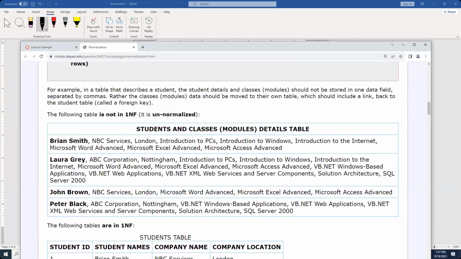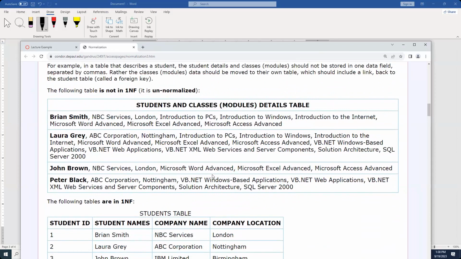So let's say we had this data. This data has a student that works for NBC Services in London, and they're taking these courses: Intro to PCs, Intro to Windows, Intro to the Internet, Advanced Word, Advanced Excel, and Advanced Access. You can tell this person's in the UK by the cities they chose. This is another person, has a company, the city, has a list of courses that they've taken.